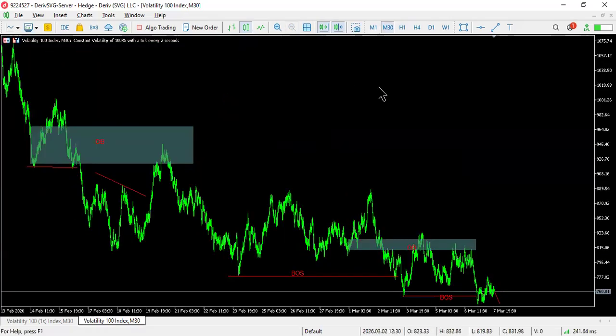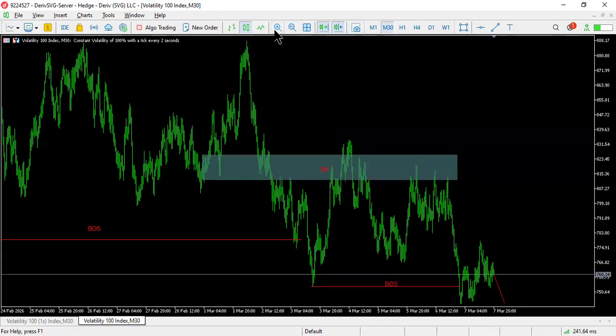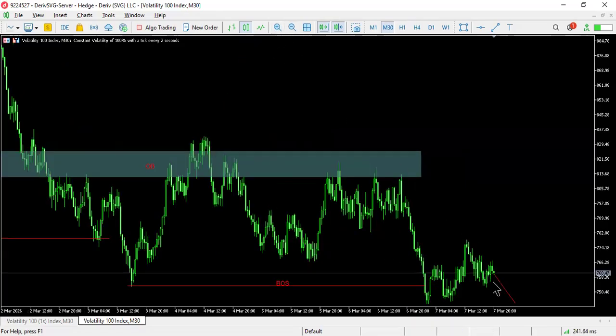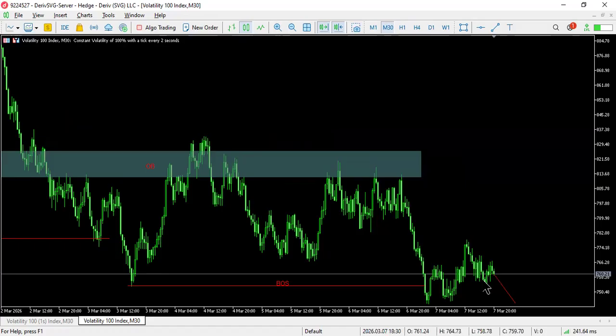But for now, I'm not seeing my confluences. Therefore, I'm going to wait for volatility 100 until it gives me a new low.